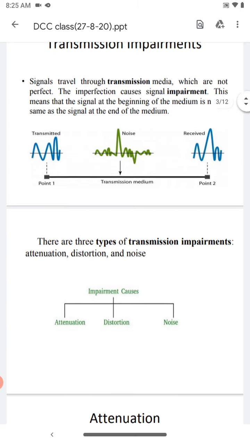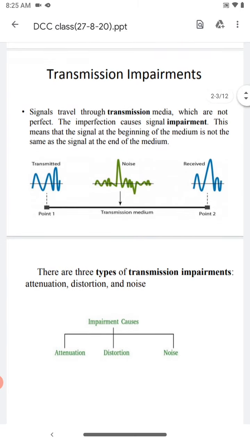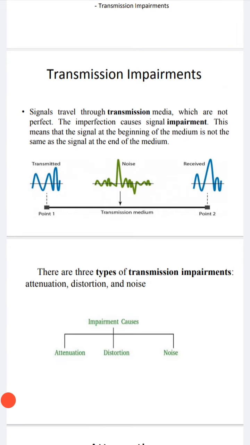So what do transmission impairments mean? There is a change in the function or structure of the signal. Consider an example. Here there are 2 points, point 1 and point 2. Point 1 is the sender side, point 2 is the receiver side. Point 1 is the transmitter. We can transmit the signal like this at point 1, the transmitted signal.